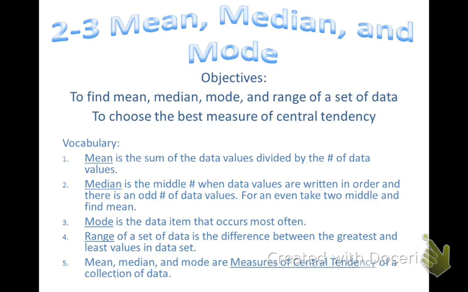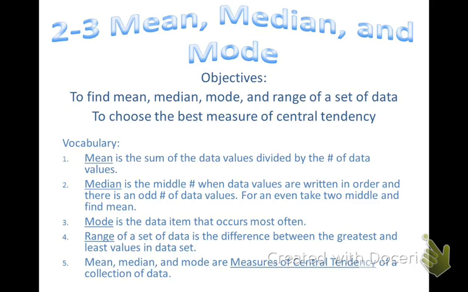Mode is the data item that occurs the most often. You can have none to more than 1. So it just depends on how many modes you have. If they're all the same number, then there is no mode.